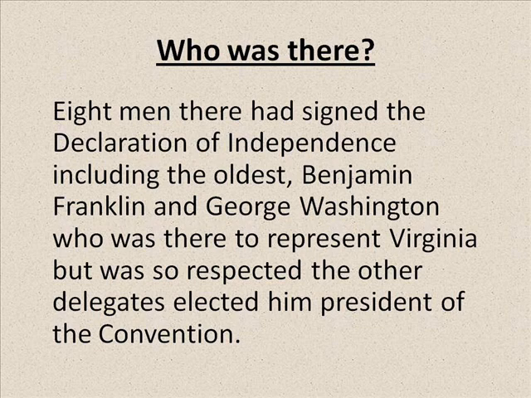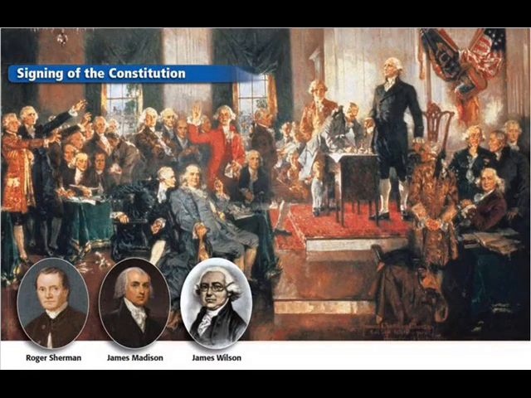He wasn't yet elected president of the United States, that didn't come until later, but he was just elected president of the convention. You can see in this painting of the convention, Washington sits at a desk in the front of the room and sits kind of up above everybody else.